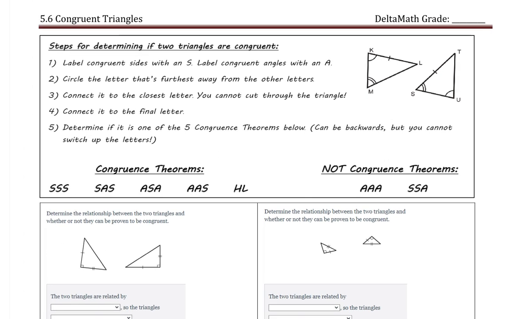So now, here's how we can determine if they are congruent. Before, when they were congruent, they told us. Now here's how we determine. The first step: we are going to label the congruent sides with an S. If we see sides congruent, we're going to use an S. And for congruent angles, we're going to use an A.